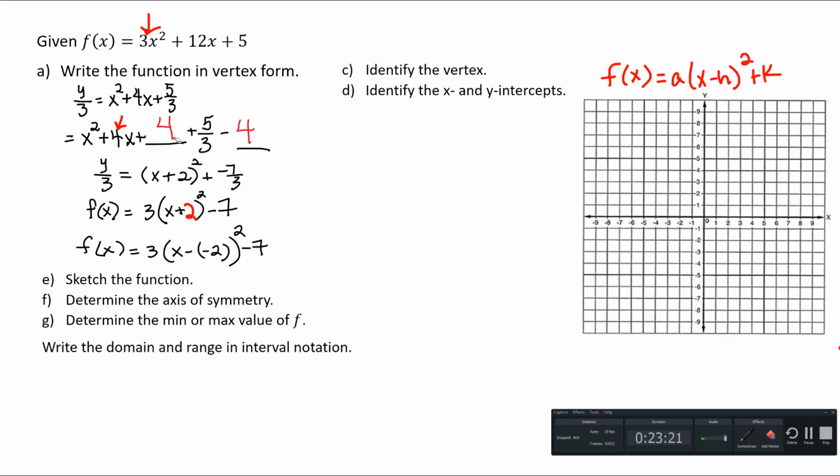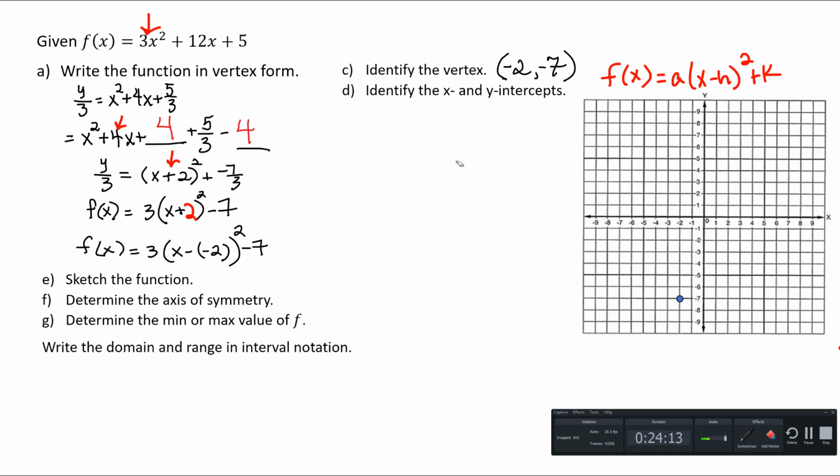The number next to that minus sign in that perfect square binomial is -2. So that is the x-coordinate of our vertex, and the y-coordinate is just whatever the number is outside the binomial, and that is -7. So there's -2, -7, that's our vertex.